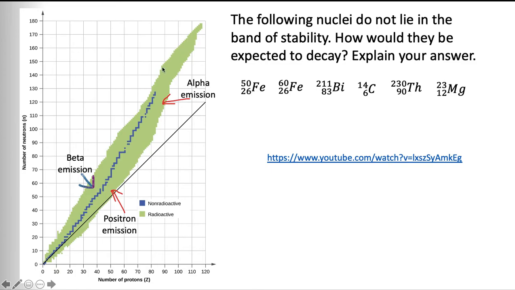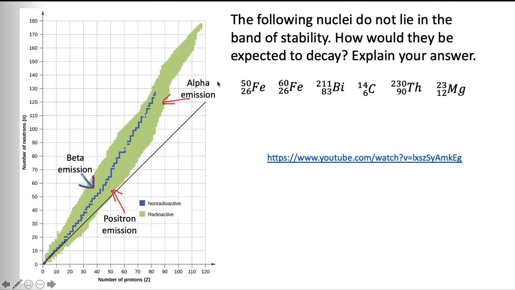I have alpha emission up here, and I have positron emission and beta emission. Now that we know a little more about these types of decay, let's talk about how we can predict which emission a particular isotope is going to undergo. For heavy elements, anything above this blue line falls under this category and is going to decay by alpha emission. Not to say that they cannot decay by these other modes, because they do, but the predominant mode of decay is going to be alpha emission.